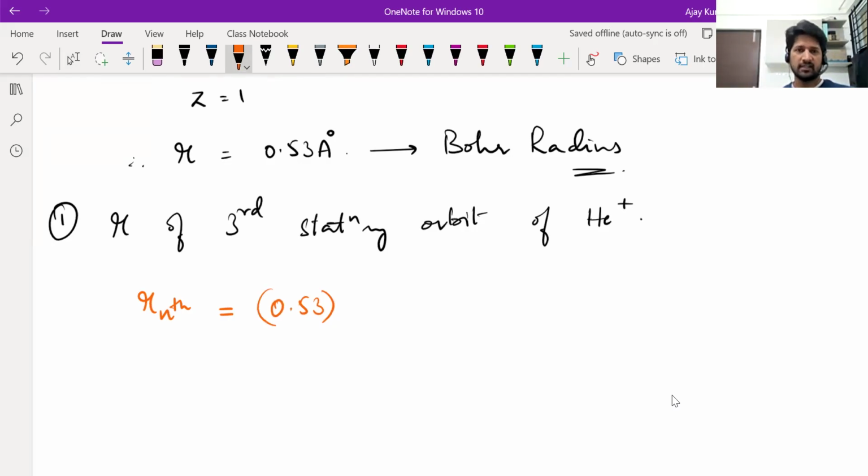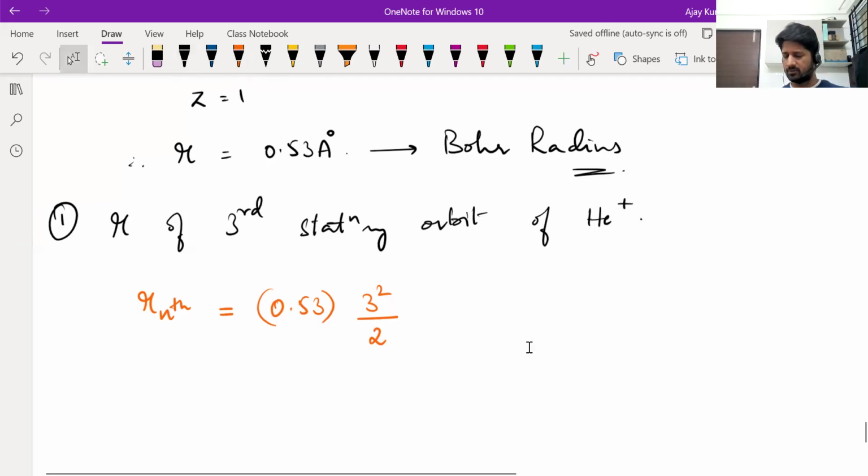So n will be substituted as 3. So n square, 3 square divided by z. What is the atomic number of helium? 2, sir. That's all. So why will it be 0.26? Yeah, sir, I put 3, 1 instead of 3 by mistake. Okay, fine, fine. Simplifying like this, calculation will give you the radius of the required orbit.